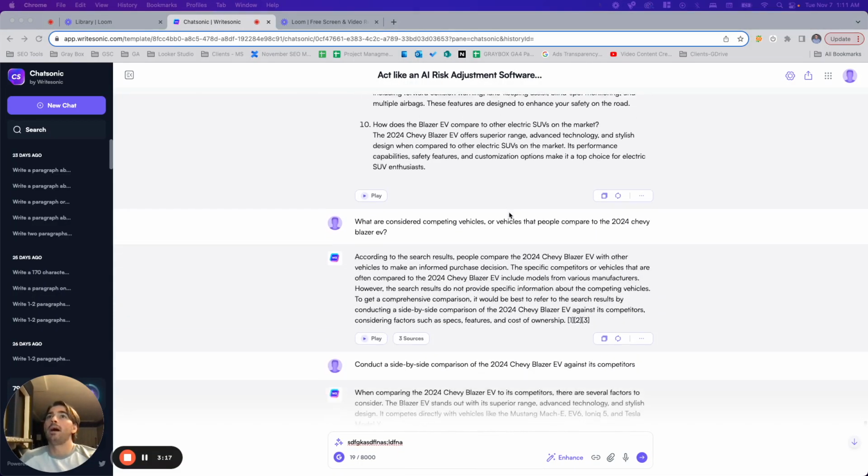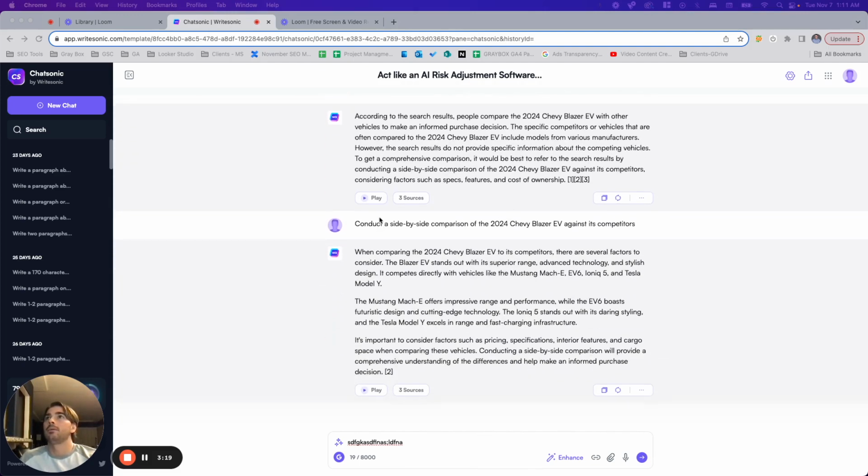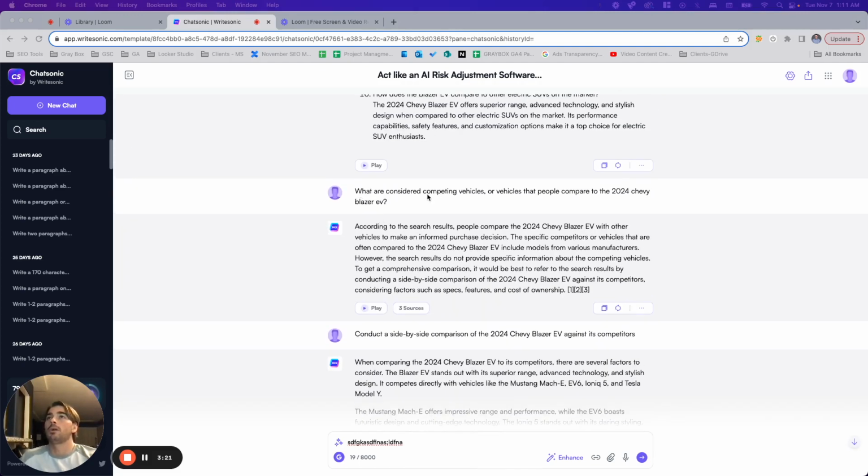So I had to go back, and I initially wrote, what are considered competing vehicles, or vehicles that people compare to the 2024 Chevy Blazer EV? And then it said, according to the search results, not a good start. And then it said, however, search results do not provide specific information about competing vehicles. Also not good. To get a comprehensive comparison, it would be best to refer to the search results by conducting a side-by-side comparison of blah, blah, blah.